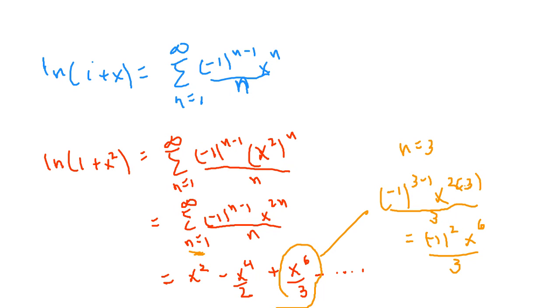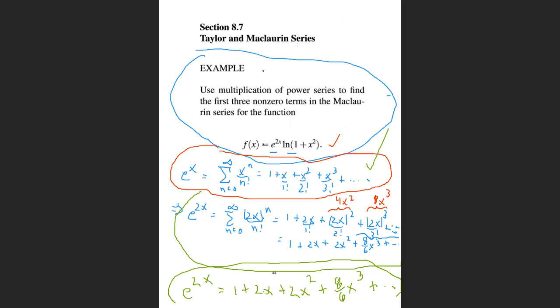What we're going to do now is the following. We're going to take this series here, this Maclaurin series, and we're going to multiply it by the other Maclaurin series that we found. The other Maclaurin series that we found, you see here, is the Maclaurin series for e to the 2x power.